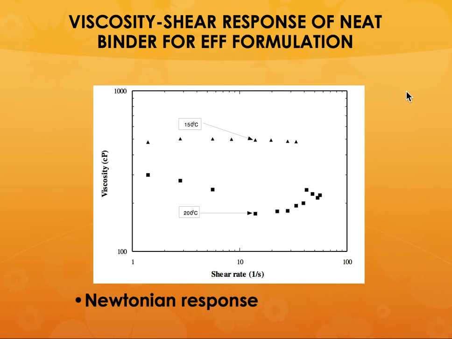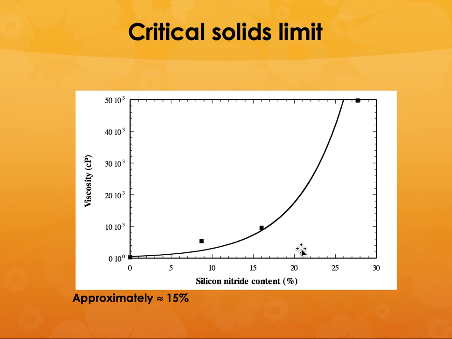The main thing is that we need good low viscosity materials for extruding through that high pressure nozzle, so it needs to have a Newtonian response. The higher the pressure you apply, the lower the viscosity should be. That's what this shows: as you increase the shear rate, the viscosity should actually go down. And there is a critical solids limit, because you can't go beyond approximately 25-30% solids. Ideally it should be about 15%, but we can go to 25-30%.